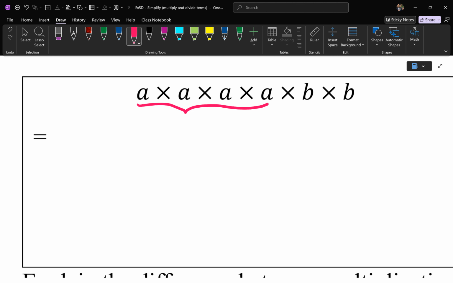I'm going to pick someone now. Let's go. A times A times A times A. What does that simplify to? A to the power 4 is the correct answer.